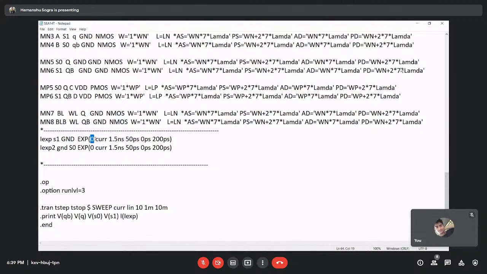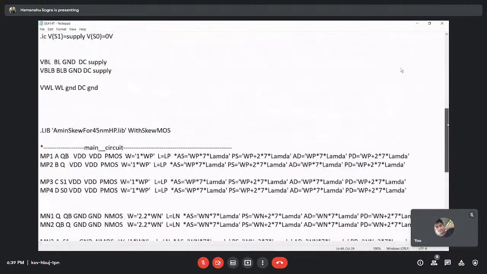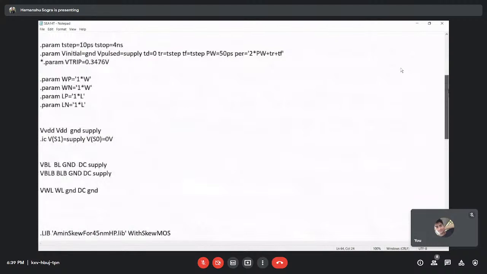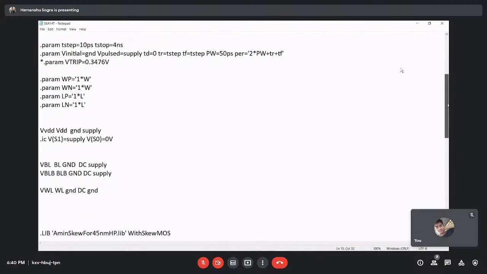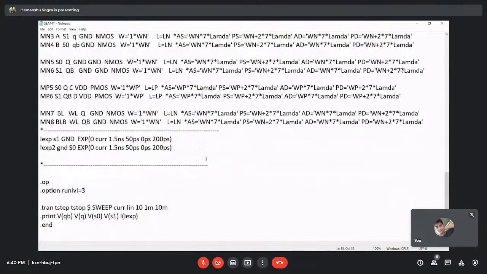Then CURR is the value which we applied earlier. You remember 3 milliampere was there. This one, CURR. So you can change it to whatever you want. It will go from 0 to 3 milliampere, which is the maximum value. When you apply voltage also, we give it this way only: initial value and then peak value.